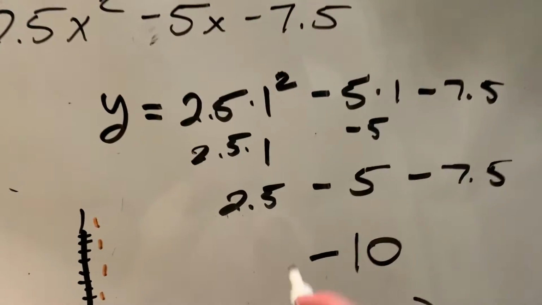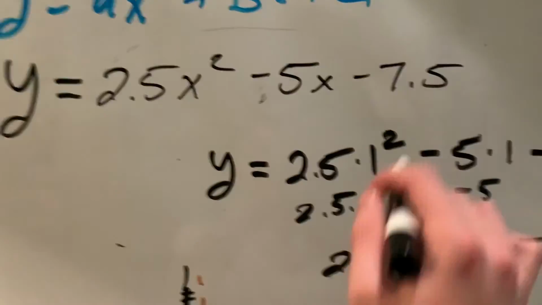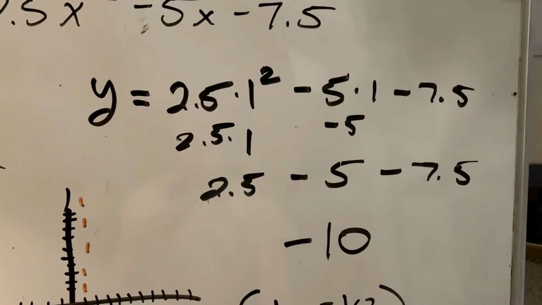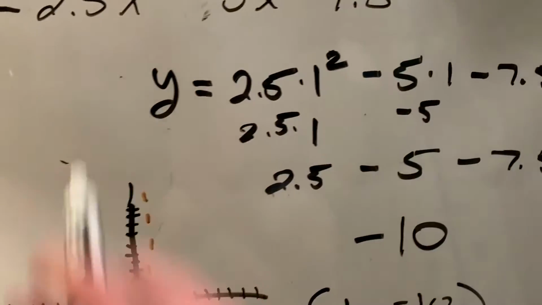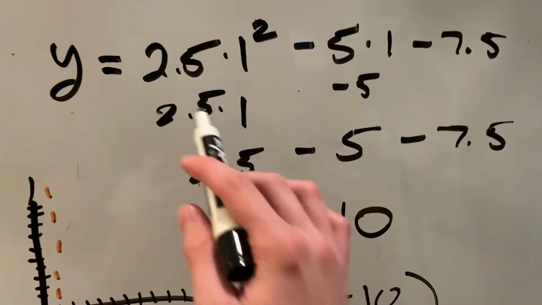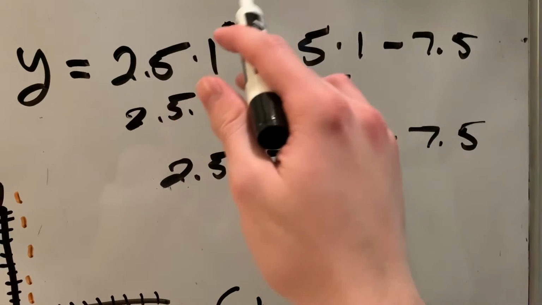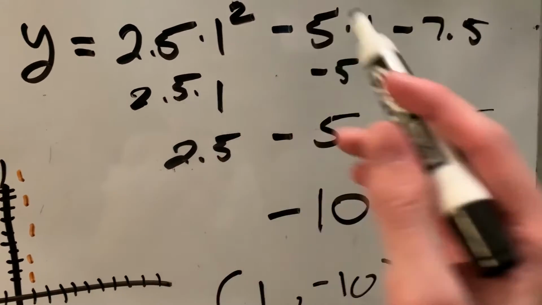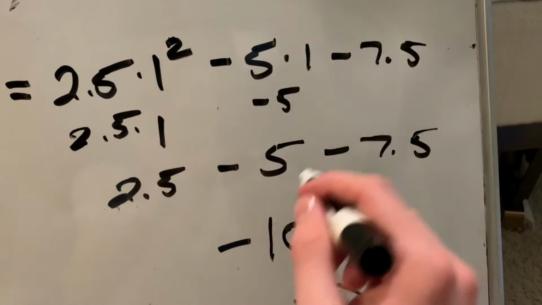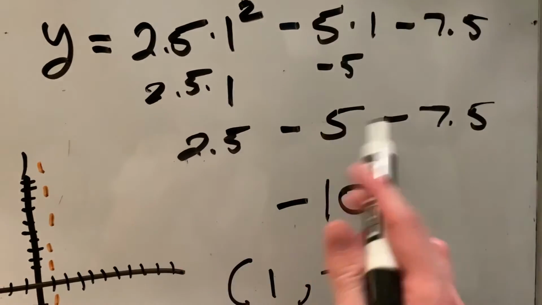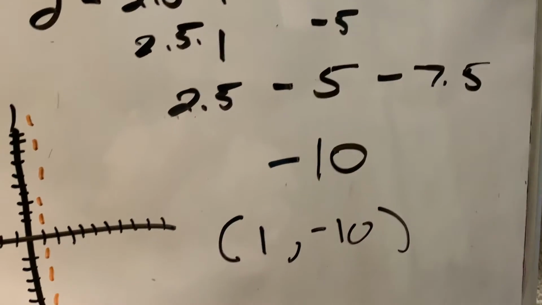So we're going to plug in 1 for each of the x's here. So you can see 2.5 times 1 and -5 times 1, and simply calculate that, and that'll give us our y value. 1 squared is just 1, so 2.5 times 1 is 2.5. -5 times 1 is just -5, and -7.5 is carried down, simplifies to -10, so that is our value. So we have 1, -10.